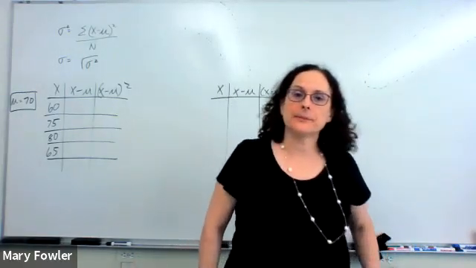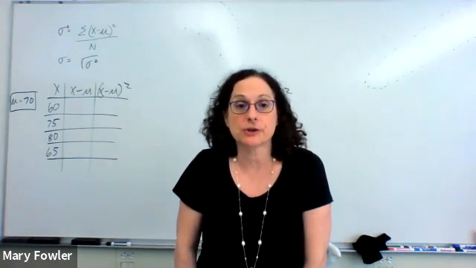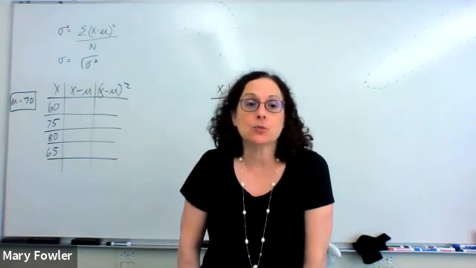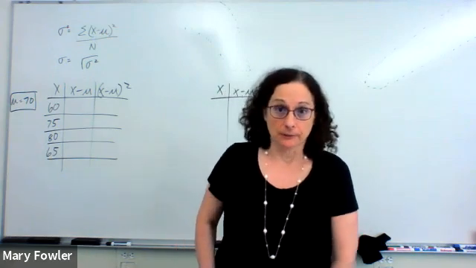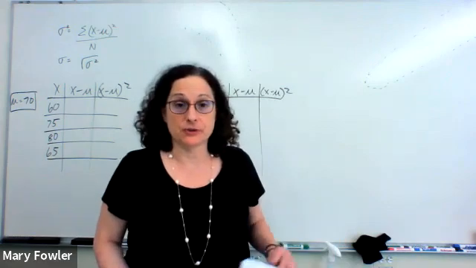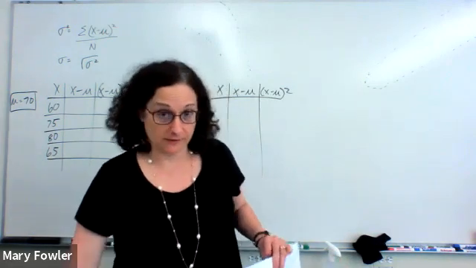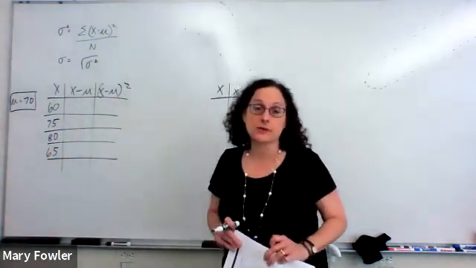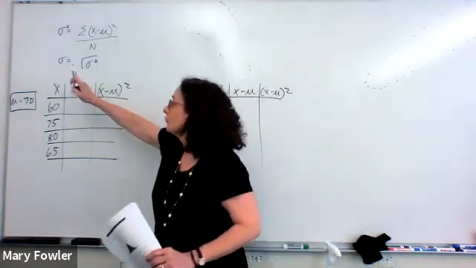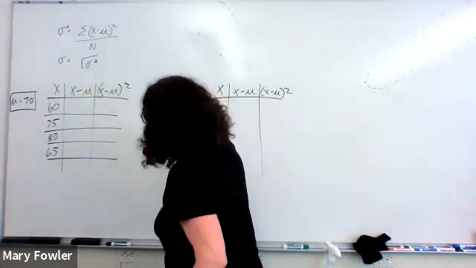Hi, so we're going to wrap up section 3.2 on standard deviation. And what we're going to work on is population standard deviation. For the sample standard deviation, we use the notation S. But for the population standard deviation, we're going to use a lowercase Greek sigma, right? So it looks like this.